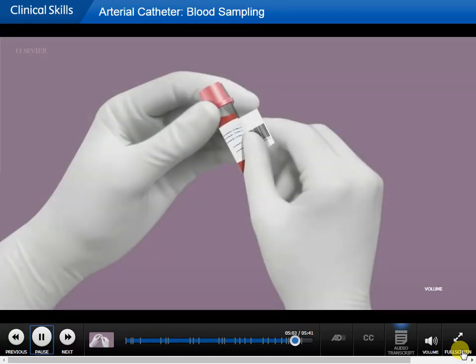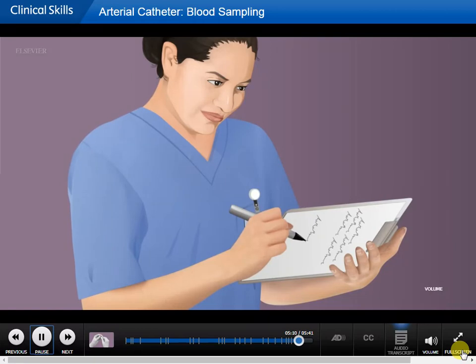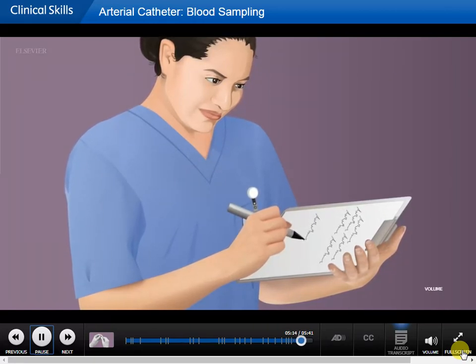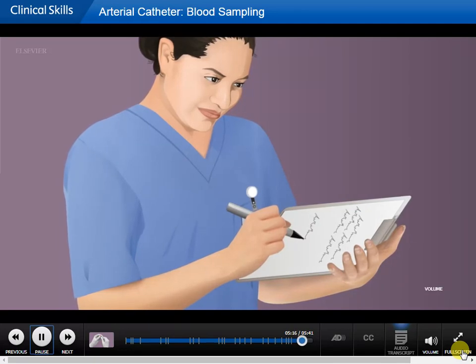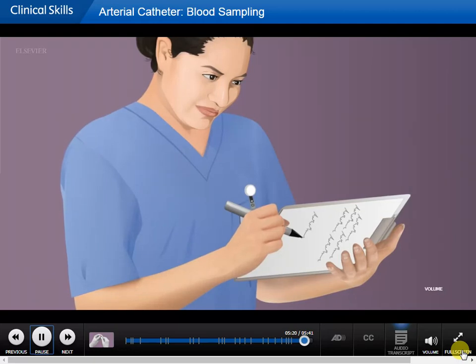In the presence of the patient, label the specimen per the organization's practice. For an ABG specimen, record the percentage of oxygen therapy, respiratory rate, ventilator settings, the patient's temperature, and the time the specimen was drawn on the laboratory request form, according to the organization's practice.